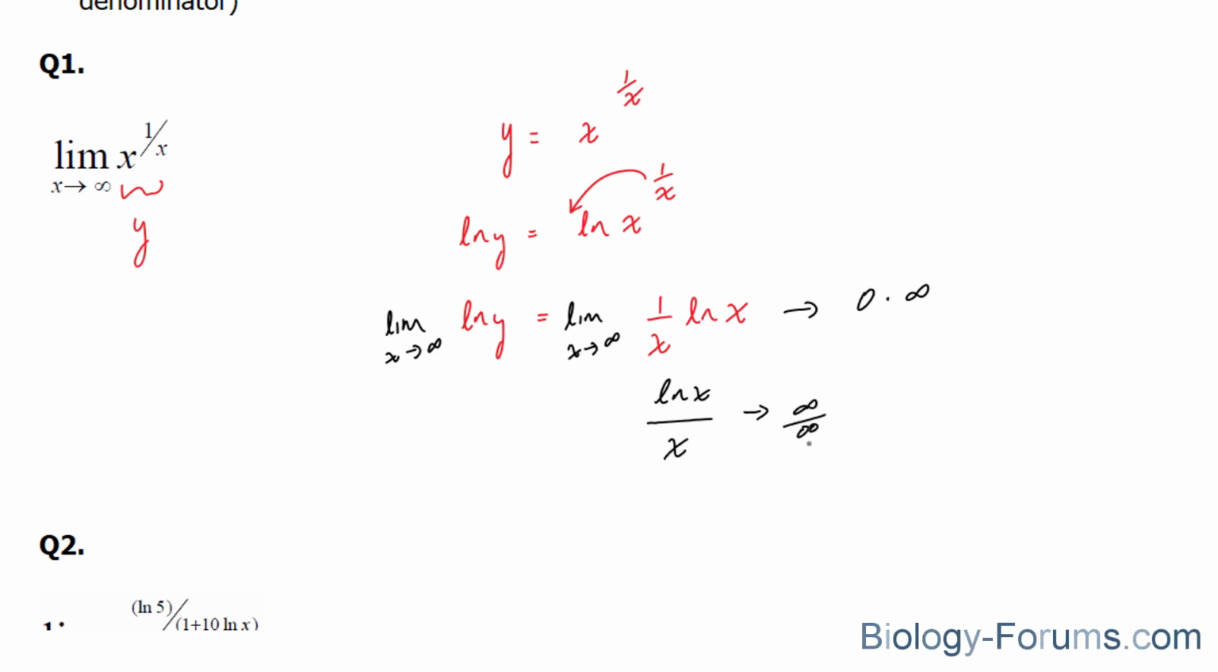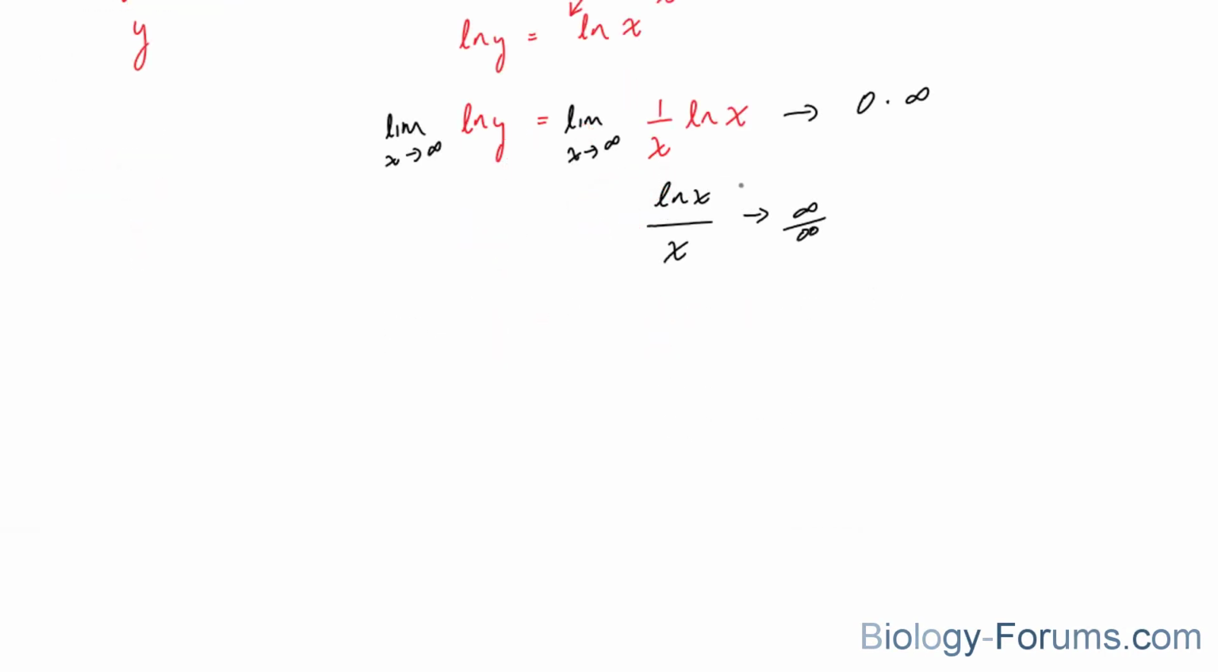We can use L'Hopital's rule and differentiate the numerator and the denominator, and then once again take the limit after that. So let's do that. The derivative of ln x is equal to 1 over x, and the derivative of x is equal to 1. So if we take the limit of 1 over x, we end up with 0.